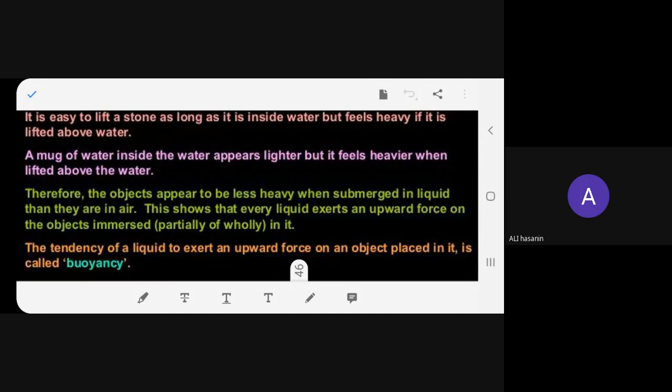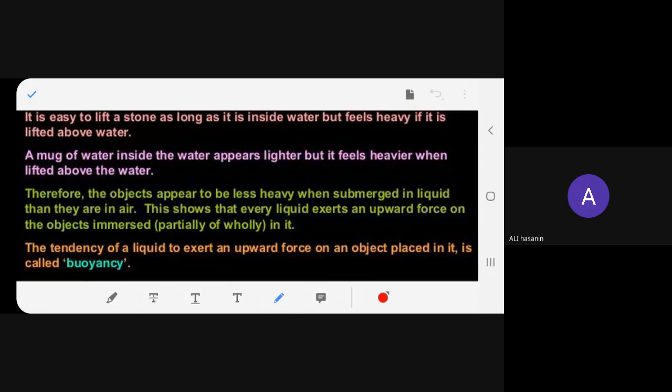Do you understand? Because the water is exerting force onto the boat or ship and it allows it not to sink in the water. Hope you have understood what is called buoyancy.